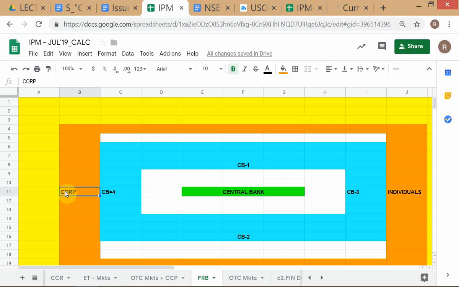Okay, so corporations are natural or artificial? Artificial persons. Okay, and individuals are natural persons. So instead of writing corporate and individual, it would have been better to write natural and artificial persons. It is a more formal way of writing it. So you have essentially one center and two circles around the center.